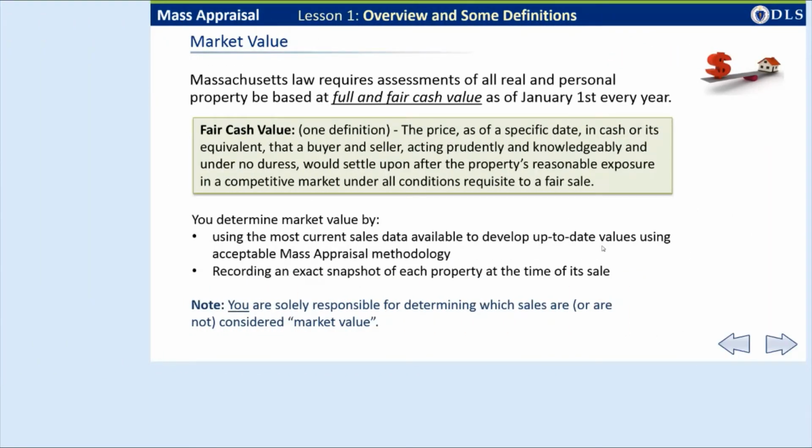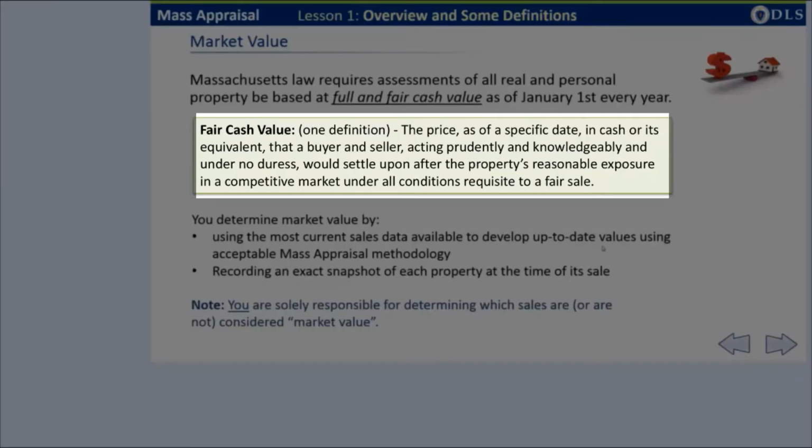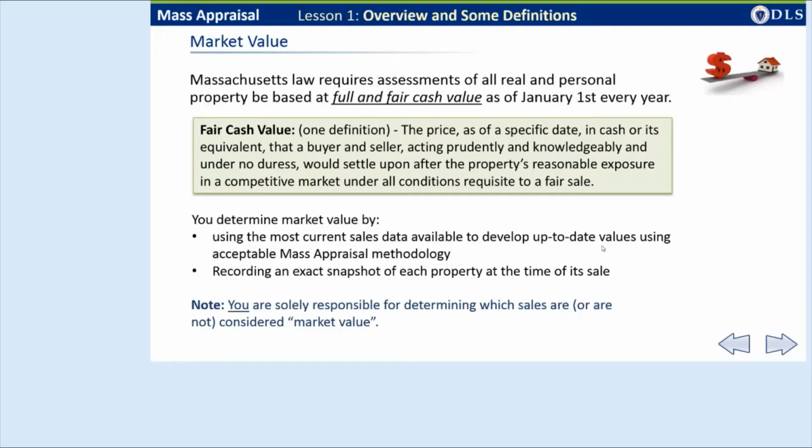Massachusetts general laws dictate that assessments be based on full and fair cash value as of January 1st. What is fair cash value? It's the price that a willing buyer and seller mutually agree on, while the property was exposed to the open market and has no special circumstances involved. It's important to know that each party was well informed and working in their own best interest. Another way to reference fair cash value is market value.